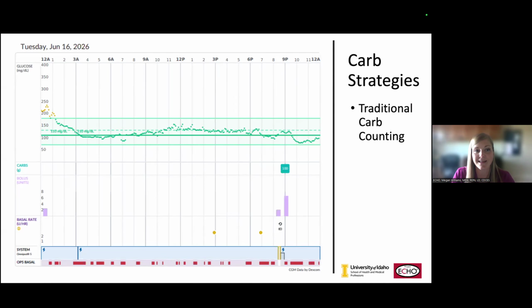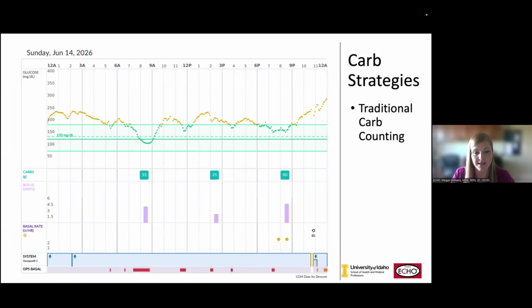Here you can see that to my shock and amazement, she also started putting carbs in. And so you can see the 100 grams of carbohydrate listed in the carb line and the bolus that went along with it. This is beautiful. This is not what you would expect most of the time.